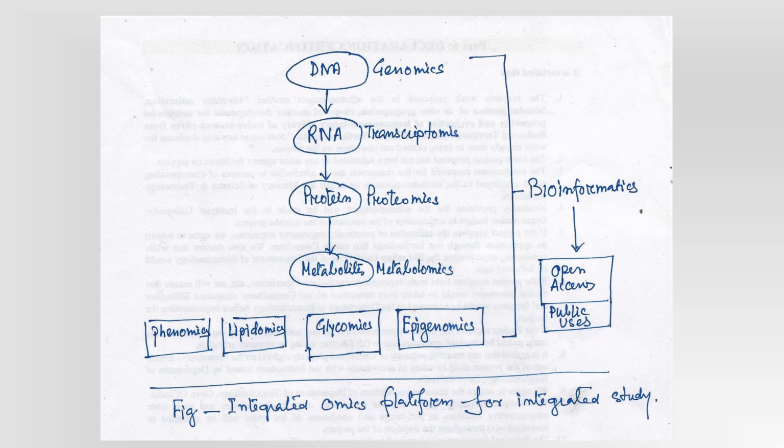Now, after that, a bioinformatics part comes, which is an integral part of genomics, and through bioinformatics, we now get access to those data, as well as different types of analysis could be done through bioinformatics, and public domains are available for doing these things.